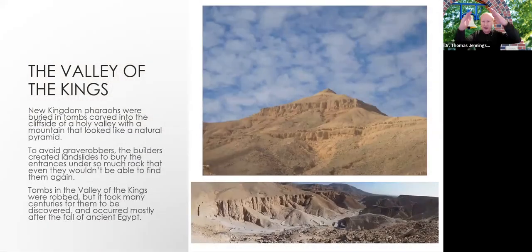So we do have the Valley of the Kings. I do want to show you the pyramid-shaped mountain there at the top that dominated the Valley of the Kings. And you can see why they chose the location. It does indeed look like a natural pyramid. And then on the bottom, you see the cliffs where they've been excavated, and they've dug out the rubble where they buried all of these tombs into the cliffside.